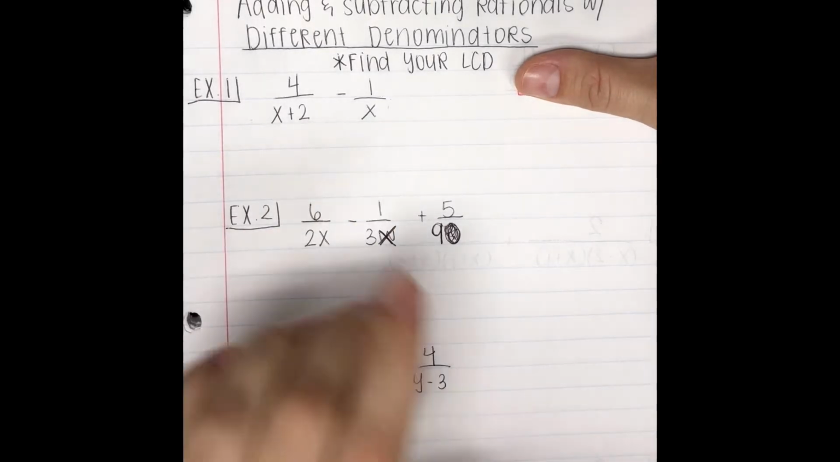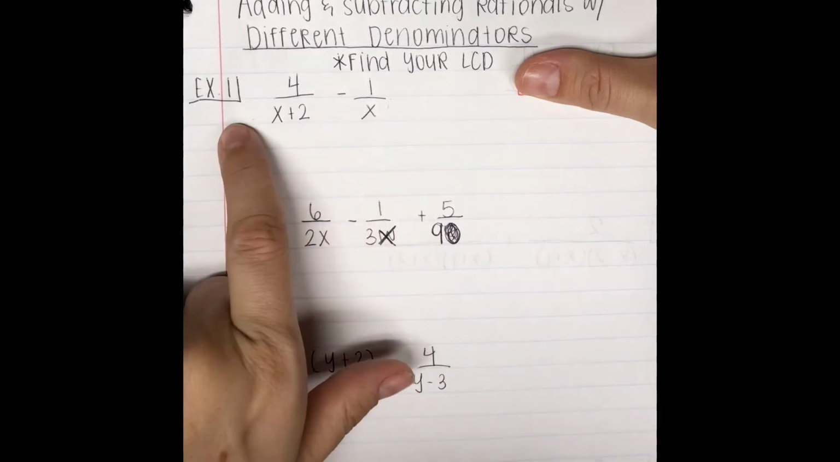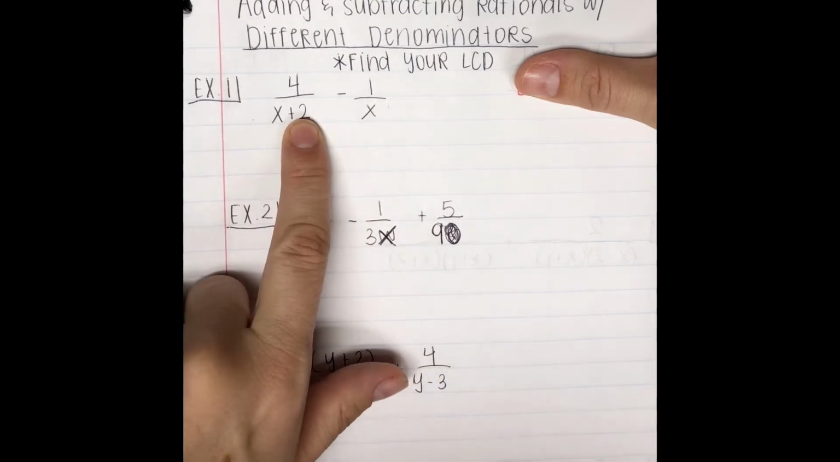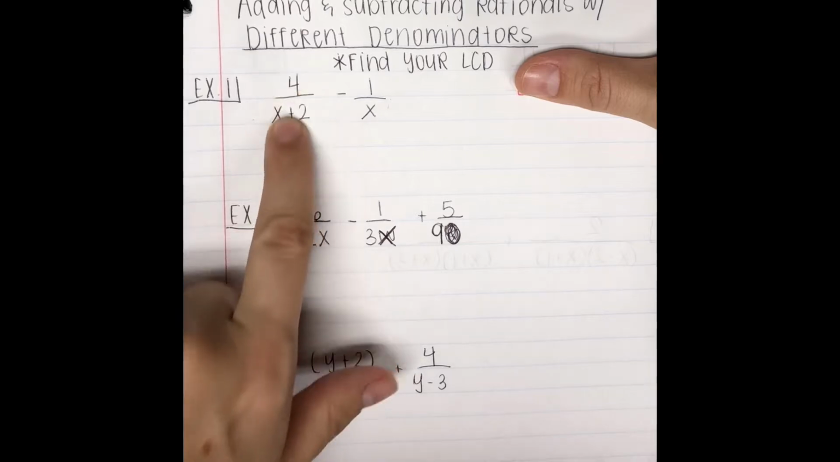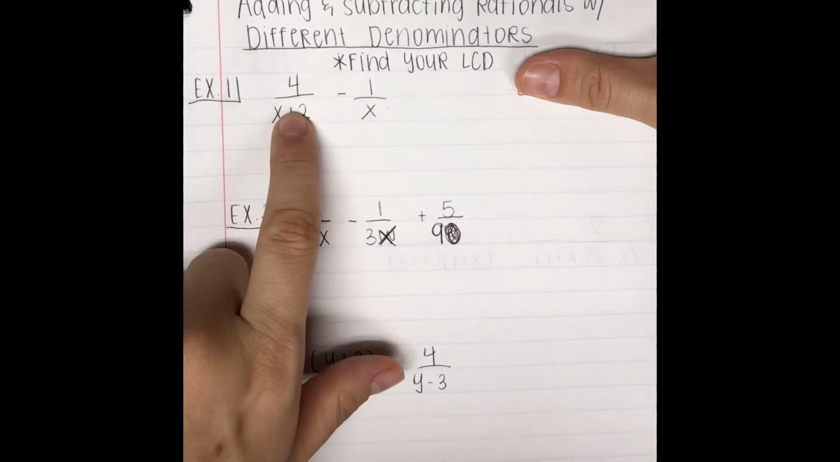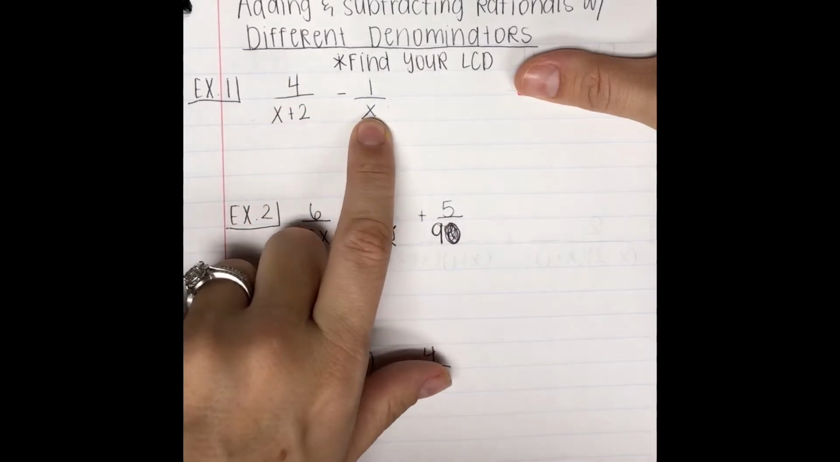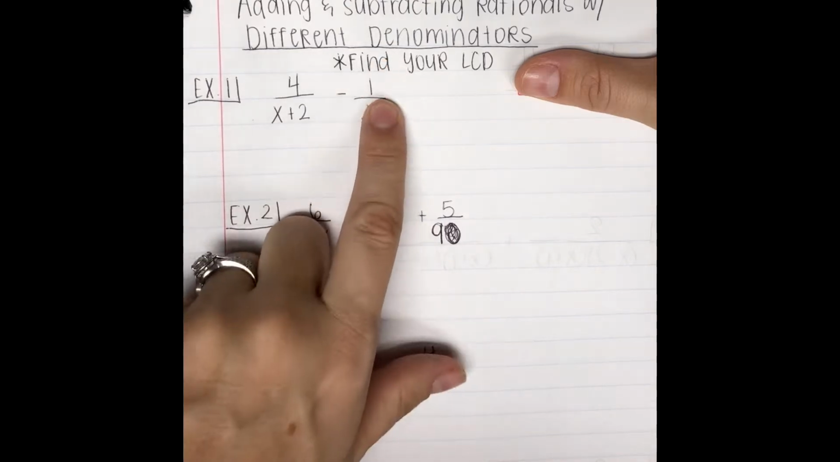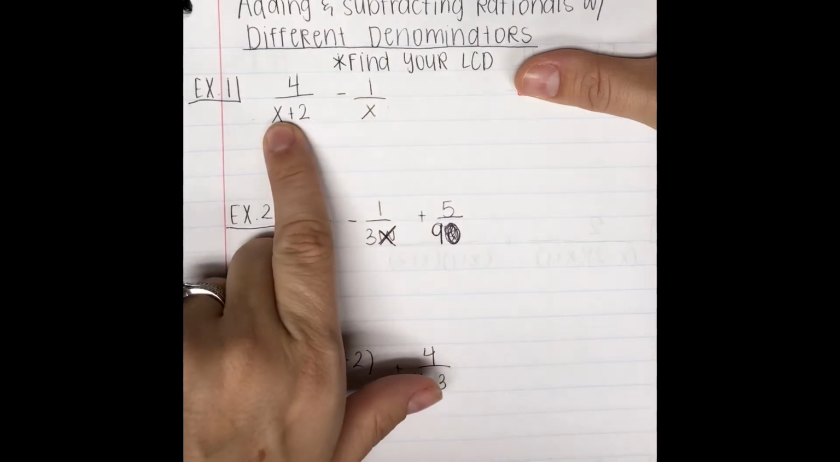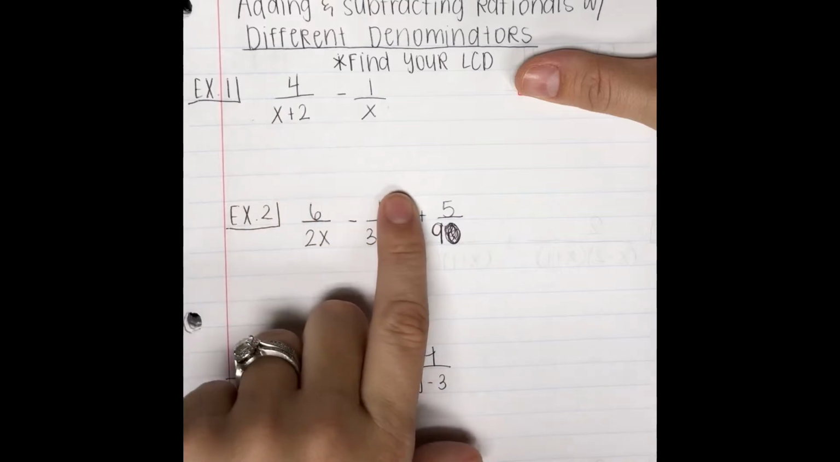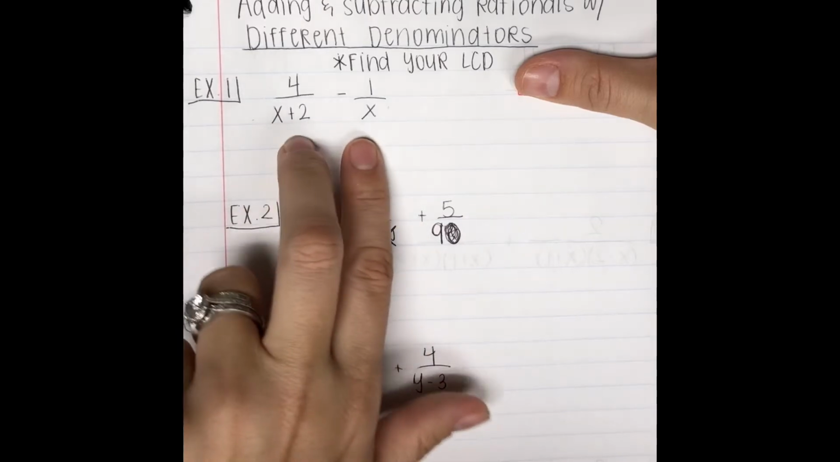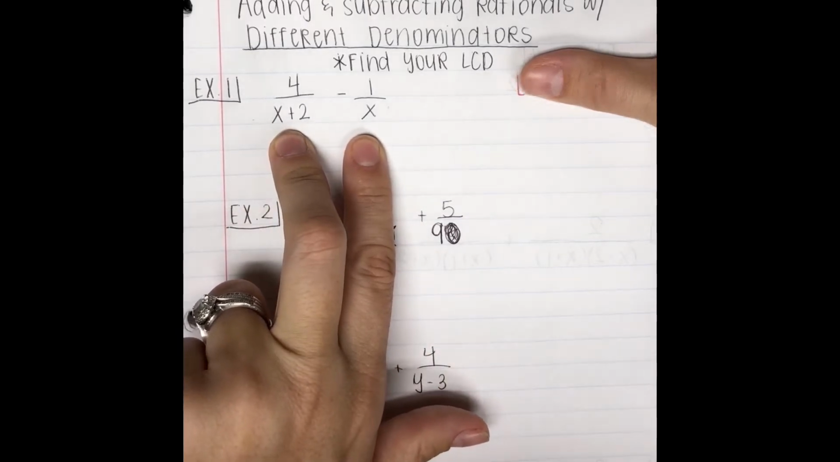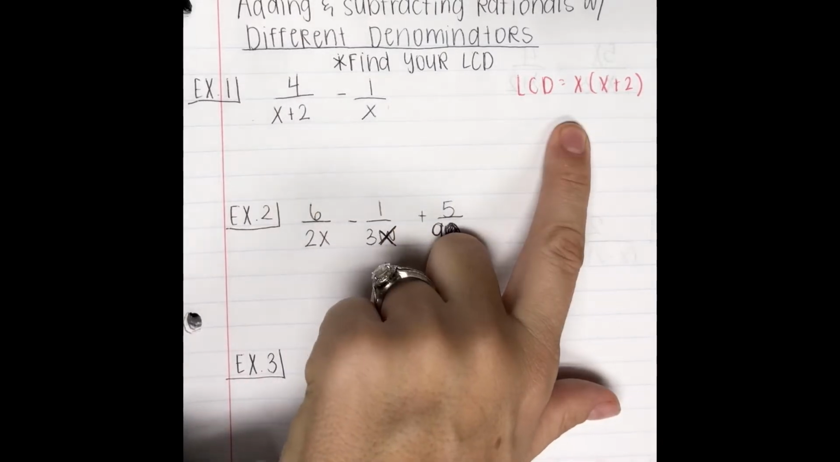So since there's nothing that I can multiply x by to make it look like an x plus 2, what I'm going to do is multiply this whole fraction, top and bottom, by this denominator. And then I'm going to multiply this fraction, top and bottom, by this denominator. Meaning my LCD is going to be these two denominators multiplied by each other. Like so. Okay?